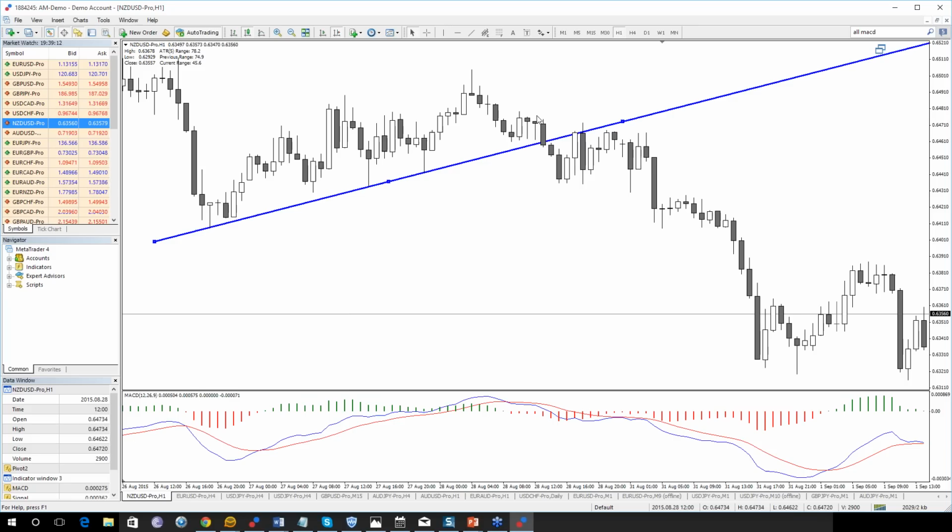One, two, three touches. Breakout, retest, continuation. This is an ascending trend line. At this point it was broken and retested. And here, after a continuation signal, it has been renamed to an inner trend line. So at this point, this is effectively an inner trend line. Bang, bang, bang.